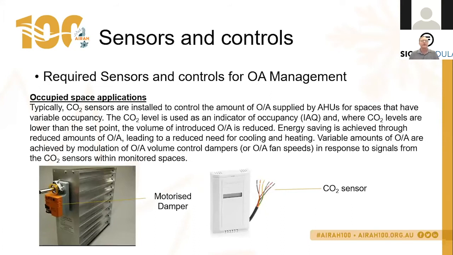So for the outside air management systems, for CO2 control, we typically will have CO2 sensors either in the space or in the return air duct, and a motorised damper on the outside air, and that will allow you to control based on the signal coming back from that CO2 sensor.